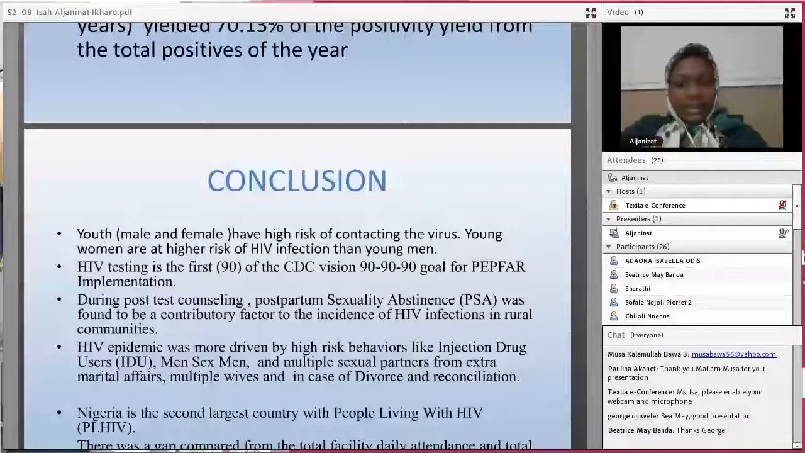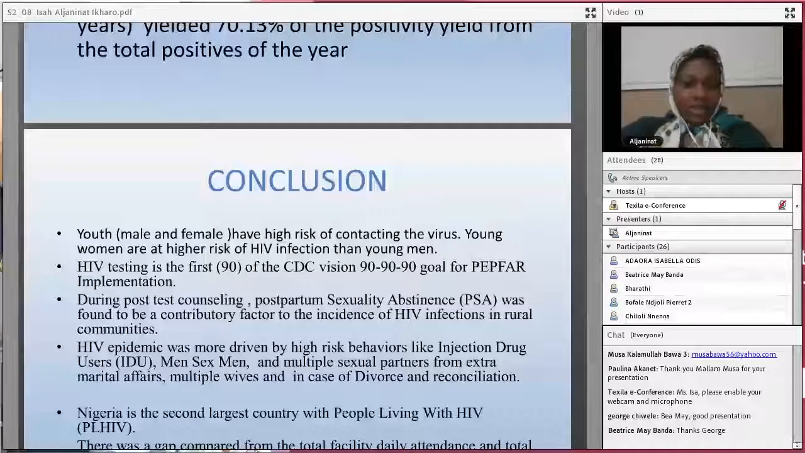Then we had men who had sex with other men. We had multiple sexual partners from extramarital affairs. We have multiple wives, cases of divorce and reconciliation, and we had other reactive patients, that's positive patients, who were immunocompromised, and we had other patients who were female sex workers.